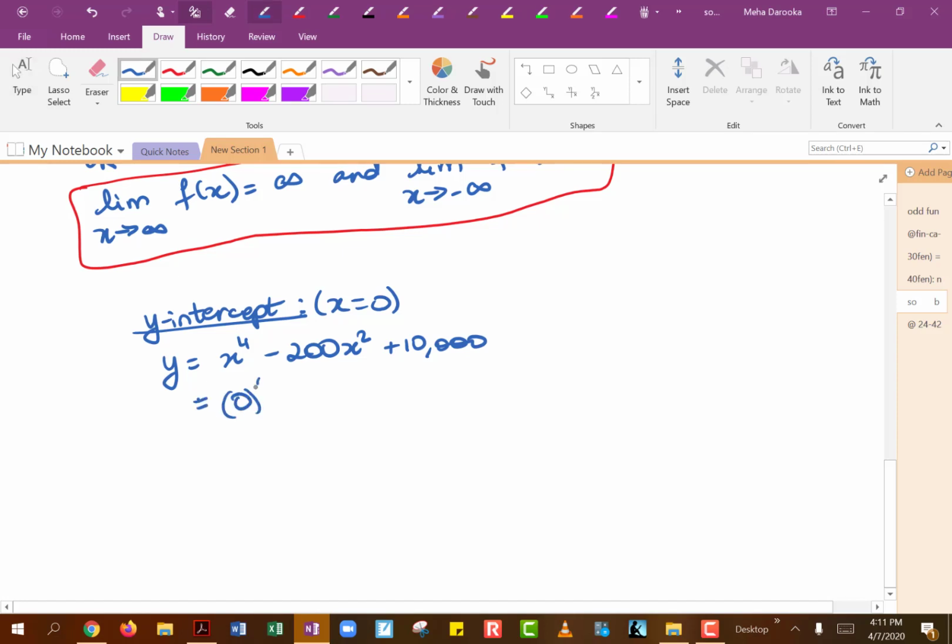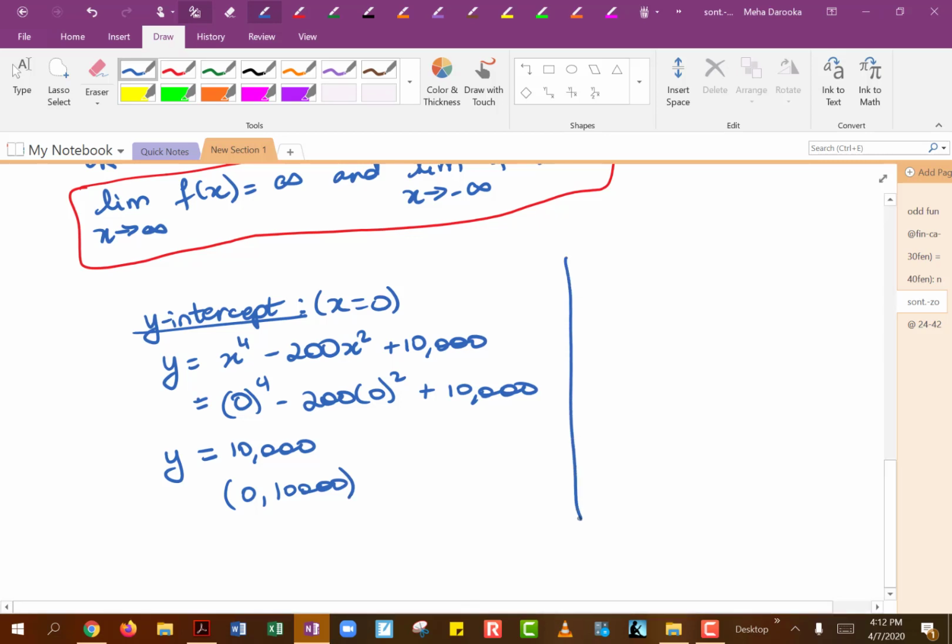So that would of course be 0 to the fourth minus 200 times 0 to the second plus 10,000. So of course the first two terms will end up becoming 0, which means our y-intercept is actually going to be at the point 0, 10,000. Yeah, I know. That's pretty far away.